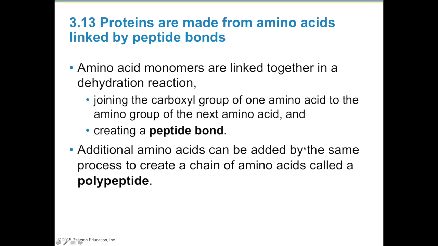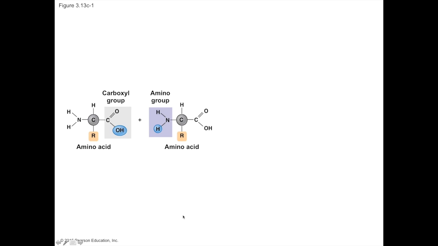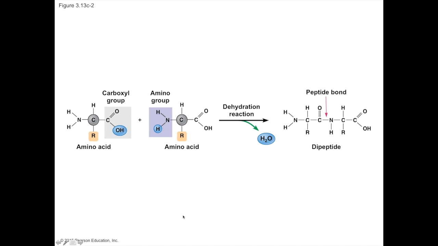Amino acid monomers are linked together through dehydration synthesis, just like everything else. The carboxylic group of one amino acid is bonded to the amino group of another. That's going to create something called a peptide bond. Amino acids can be added in the same process to make an amino acid chain. So just to clarify, let me see what picture we have next. Okay, so here's that process.